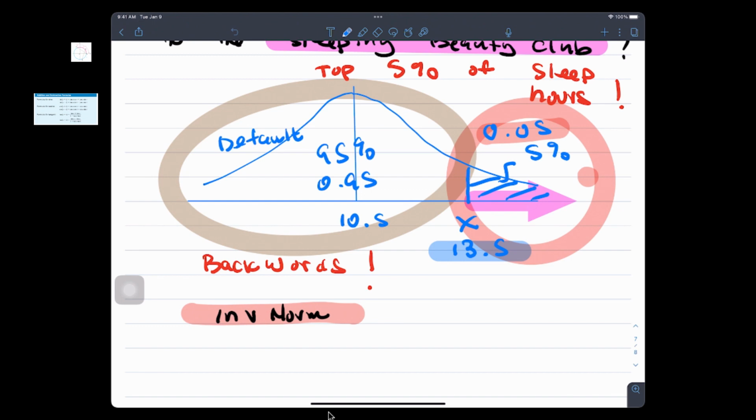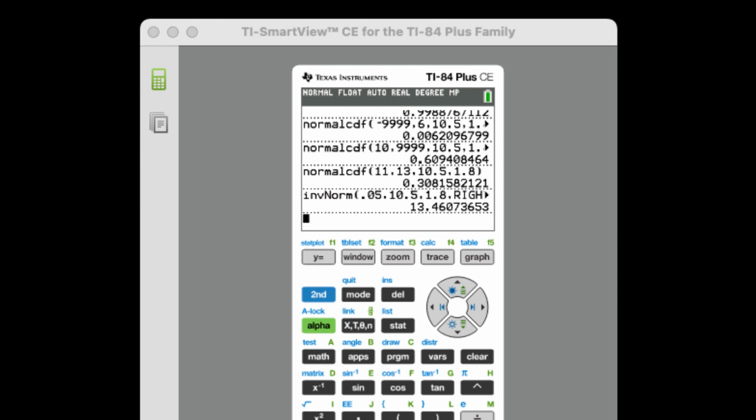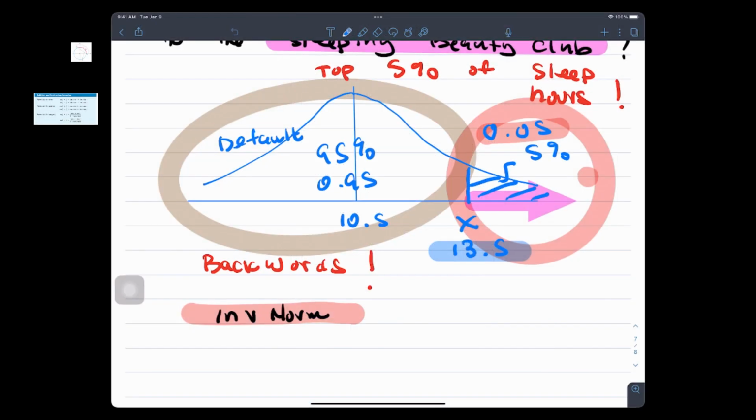So I'm going to share with you guys working backwards with your calculator. Some of you guys have to use what's called the default. Okay, so default with inverse norm. I'm going to clear this out. It's actually still there. Good morning. So let me go to the TI.